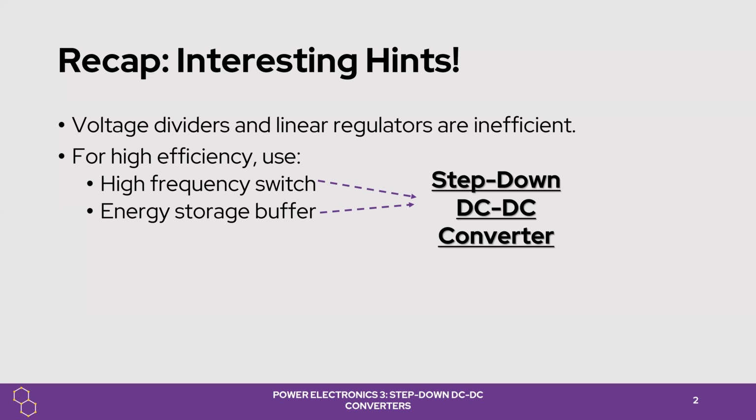So let's start with a recap from the previous master class. In the previous masterclass, we talked about two prominent features of DC to DC converters. Those features are high efficiency and high control. To obtain high efficiency, there are two important components that should be used in DC to DC converters, which are a high frequency switch and an energy storage buffer. The use of these two important components leads us to the specific concept of DC to DC converters, which is step-down DC to DC converters.